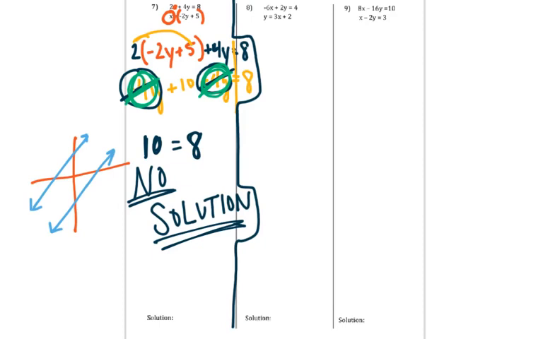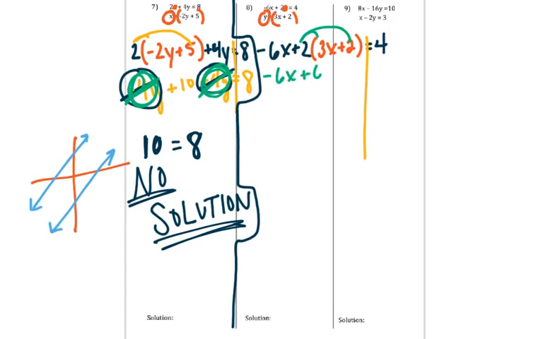Same thing. This is a nice level 1 substitution. I have a letter by itself. I put parentheses around its expression. I find it in the other equation, and I cross it out. -6x plus 2. Instead of y is 3x plus 2. Then there's an equal sign, and there's a 4. Solve for x. Get rid of parentheses. That leaves you with -6x plus 6x plus 4 equals 4.